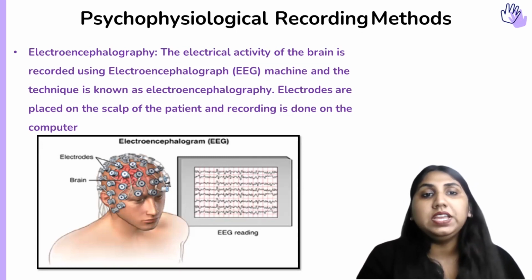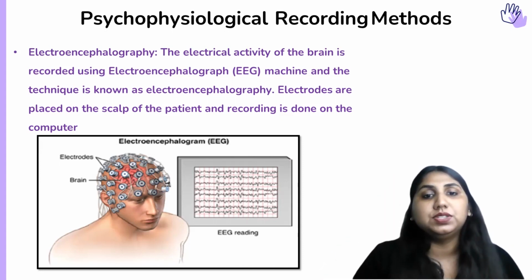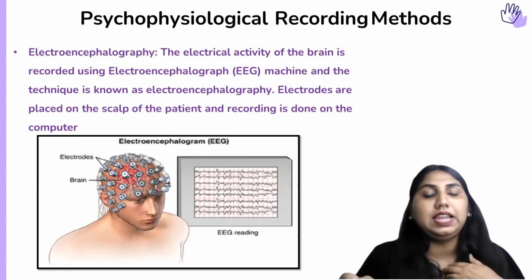So we know that the brain works on electrical circuits, right? So there are certain electrical activities of the brain which can be recorded through the EEG machine, and this technique is known as electroencephalography. So what happens in EEG, as you can see, is that the individual's skull is covered with certain electrodes, and you can see in the background there is a paper. So that's the EEG reading that is coming, which is showing the electrical activity.